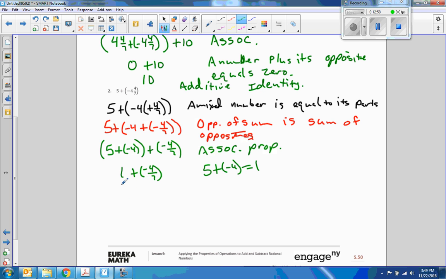Okay, now I don't have like terms here. I can't add or subtract something that doesn't have the same denominator, and I need a 7. So 1 is 7 sevenths plus negative 4 sevenths. The reason for that is 7 over 7 equals 1. And now 7 plus a negative 4 is 3 over 7.